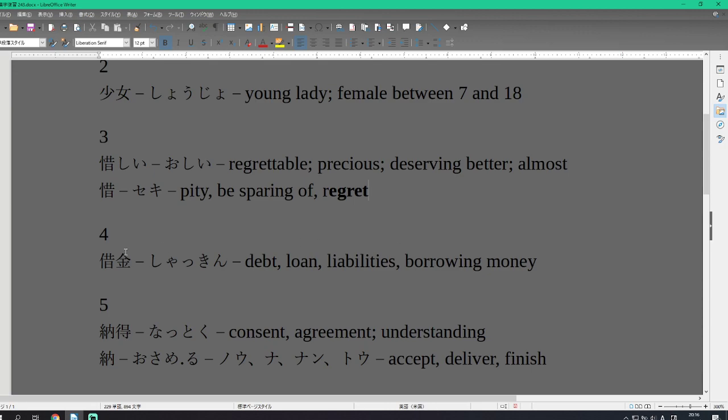Number four is shakkin. Shakkin is a debt, loan, or liabilities. On the left side, we have our kanji for borrowing, and on the right side, we have kane or kin for money. So shakkin is a debt, loan, or literally borrowed money. Shakkin is borrowed money or debt.